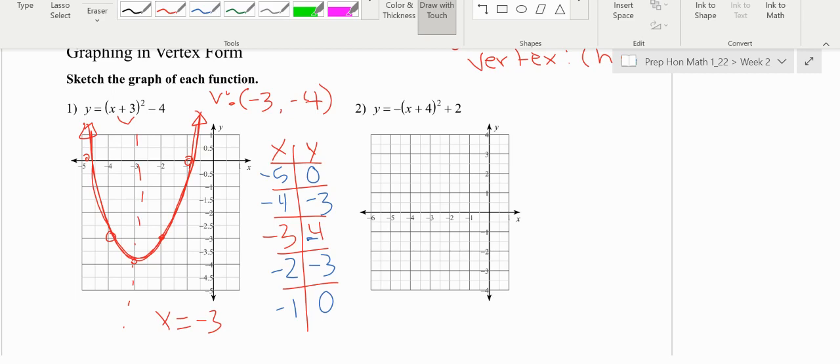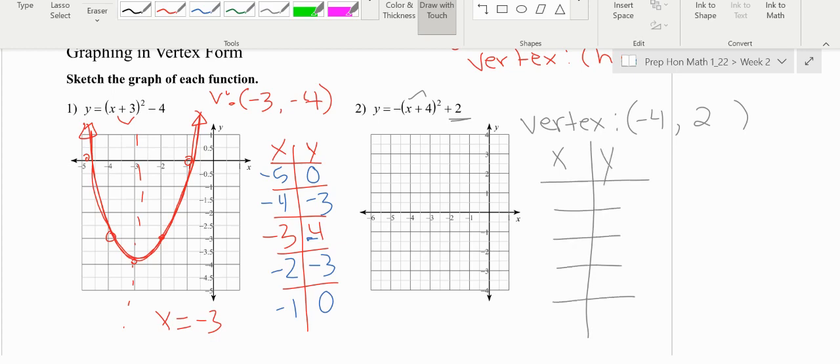For the second one, it's essentially the same exact thing. So if I pull out my vertex, the opposite of 4 is negative 4. This is just a positive 2, so I don't take the opposite of the y, just the opposite of the x, because that's what's in the subtraction part of that formula. I can go ahead and make my table.